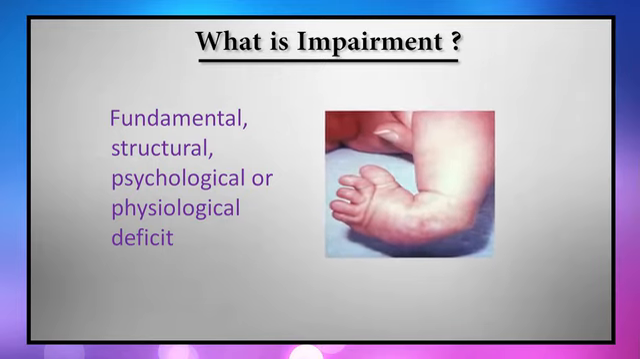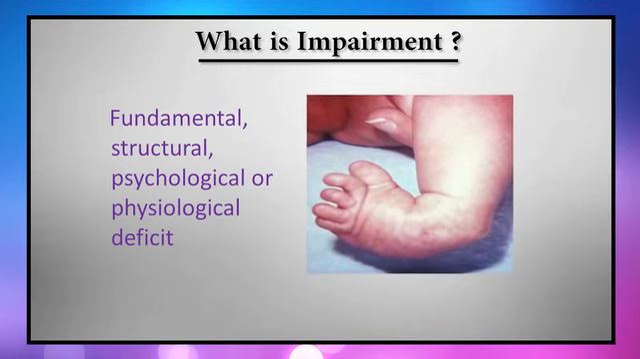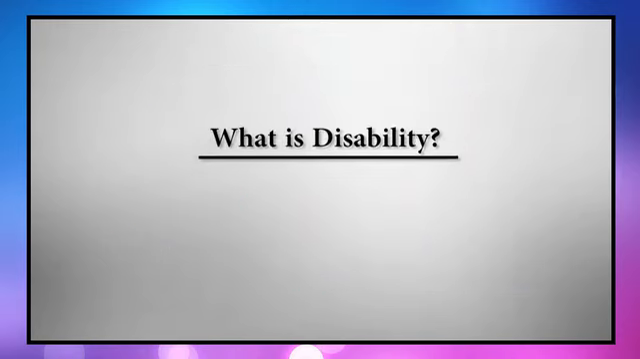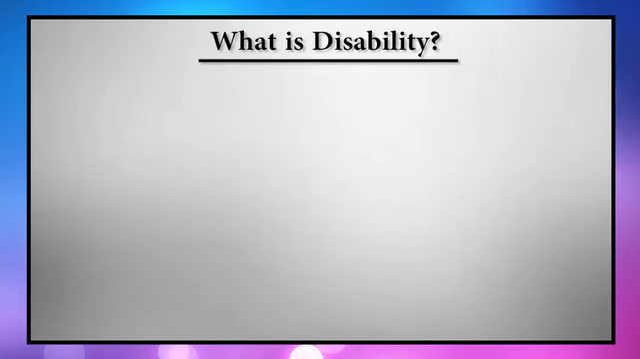Let's look at this picture. We find a little child with a club foot. Now, this is a structural deformity due to bone, which is an impairment, the impairment of the bone structure. Now, this can lead to disability.